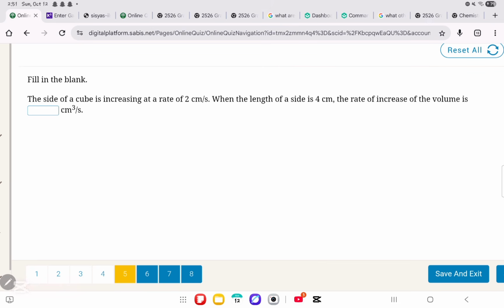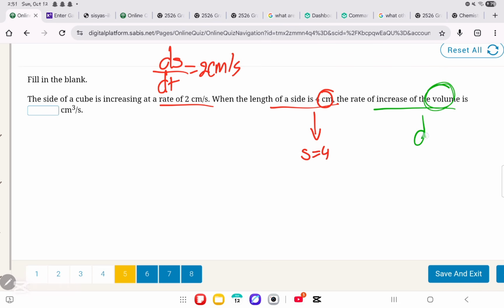We move on to question number 5. Same exact thing, but I'm going to try to do it in a different method without the r. We'll try with s. Okay, the side of a cube is increasing at a rate of this much. That means ds, because it's a side, over dt is 2 centimeters per second. The length of a side is 4 centimeters. What does this mean? This means s is 4. They want the increase of the volume, so they want dv over dt.